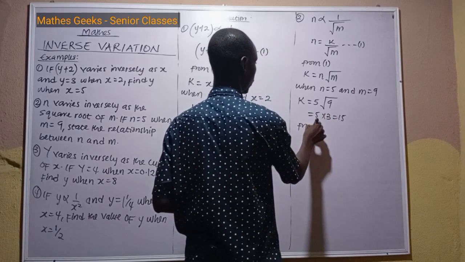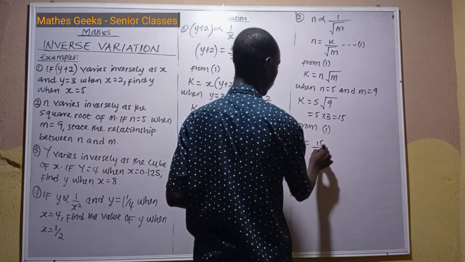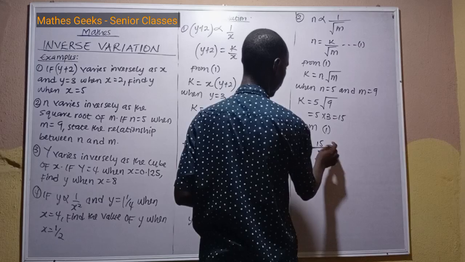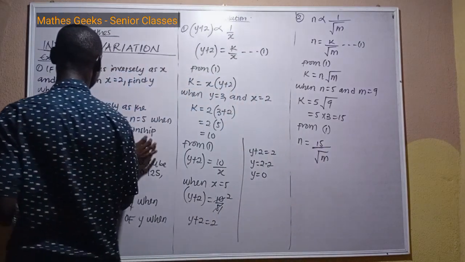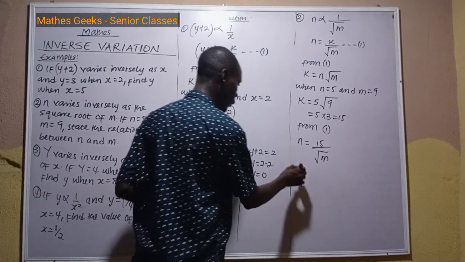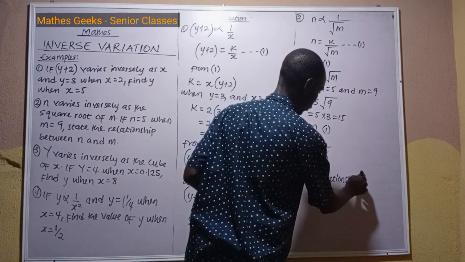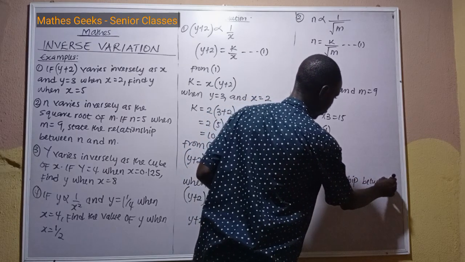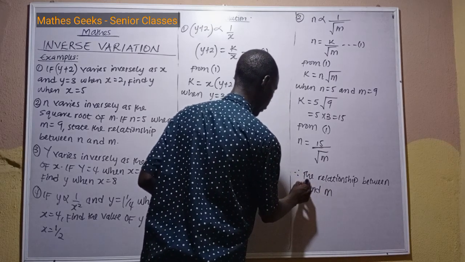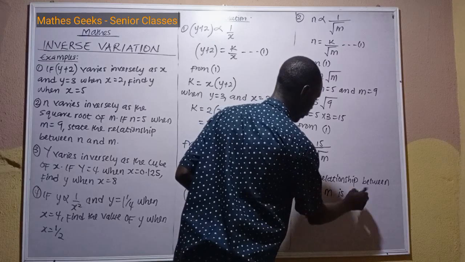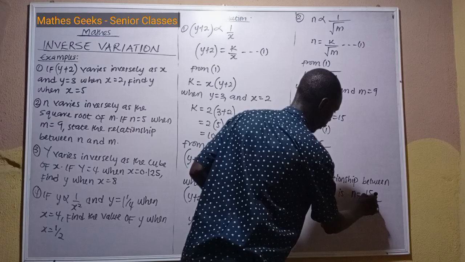So from 1, m is equal to 15 over square root of n. So this is the formula connecting m and n. So state the relationship between m and n. Therefore, the relationship between m and n is m is equal to 15 over square root of n.